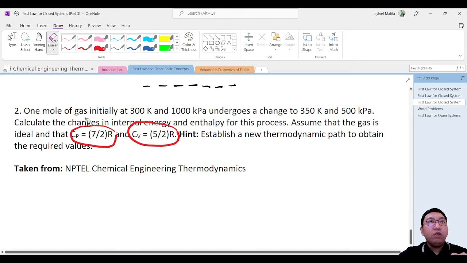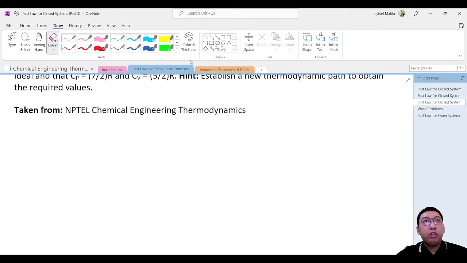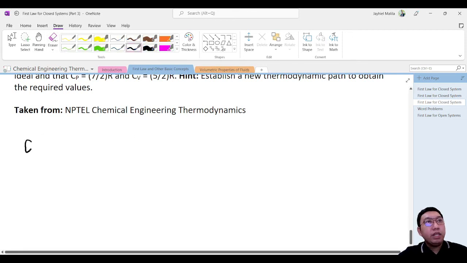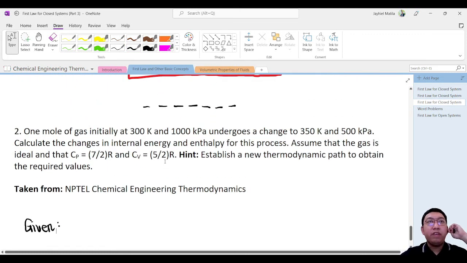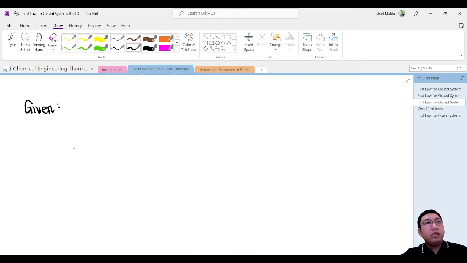By the way, I took this problem from the NPTEL Chemical Engineering Thermodynamics lecture series. Okay, so let's start. It would be good to create a schematic diagram for this problem first. So we have here a gas, and the state of the gas is described with the following thermodynamic properties.